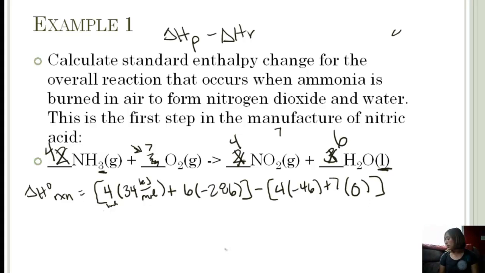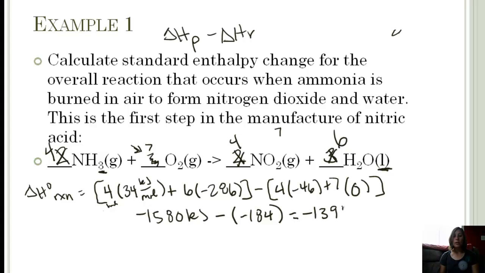And so if I add up all of my products, I get negative 1,580 kilojoules minus, and then my reactants are negative 184. So remember, negative times a negative is a positive. So if I put those together, I get negative 1,396 kilojoules. And that's the heat of reaction.